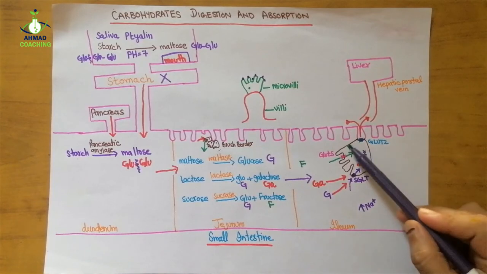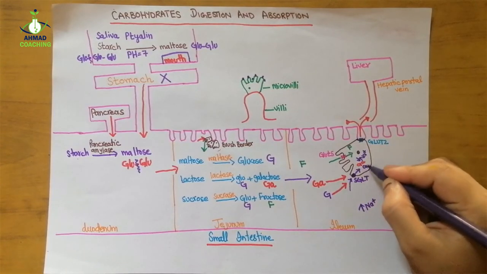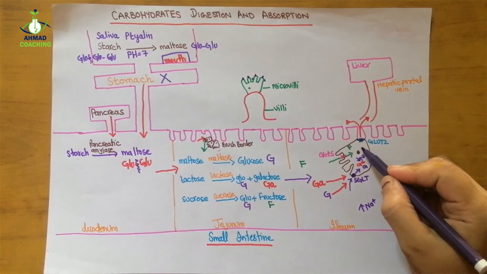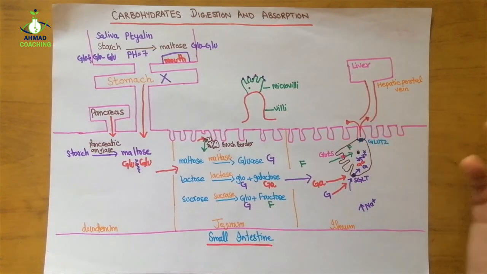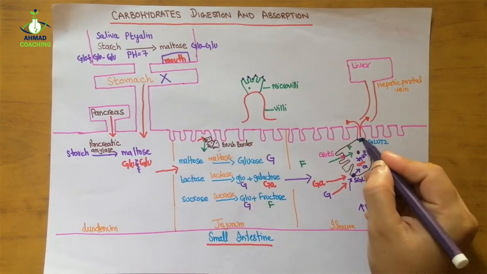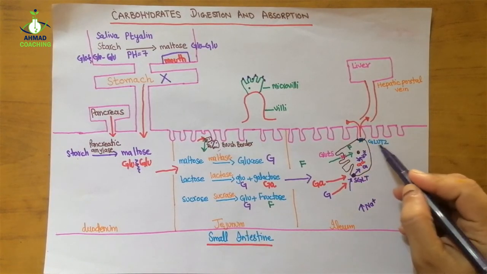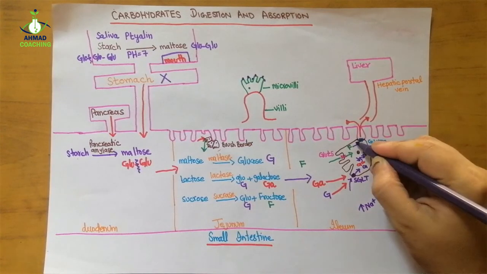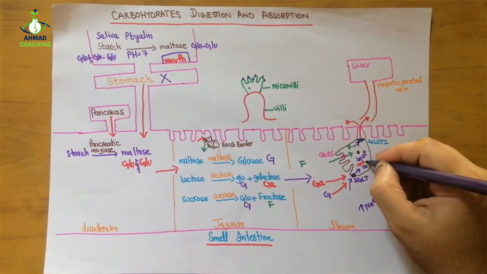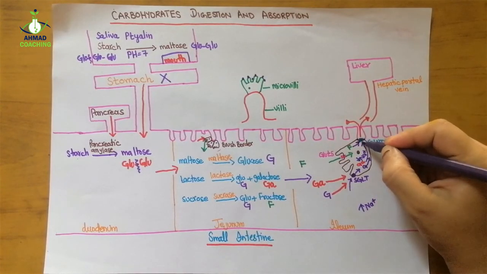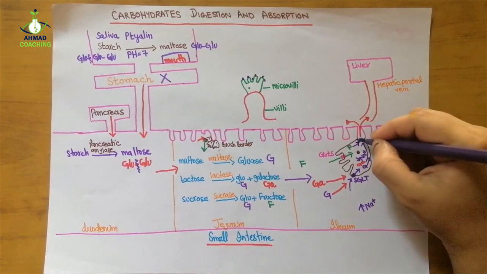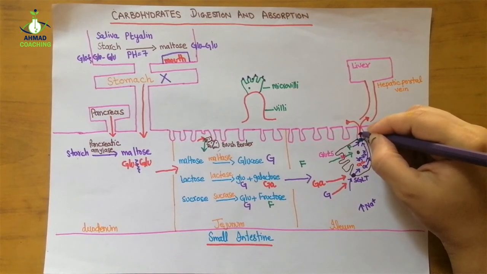Now when all these small molecules are inside the cell, they are going to be transported out of this through the villi into the blood vessels with the help of the GLUT2 transporter. Here we can see this is the transporter. The transporters are actually proteins. So this is actually the protein which is known as GLUT2. This is going to transport fructose, galactose as well as glucose out of these enterocytes, and it is going to enter into the blood vessels.